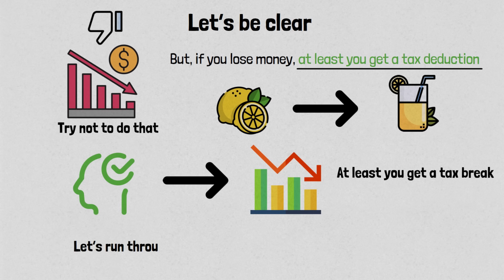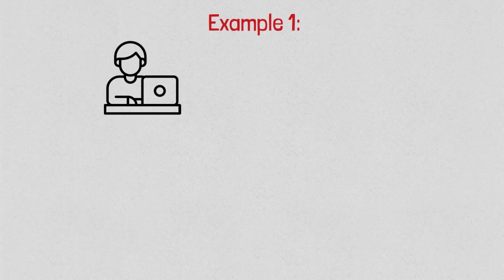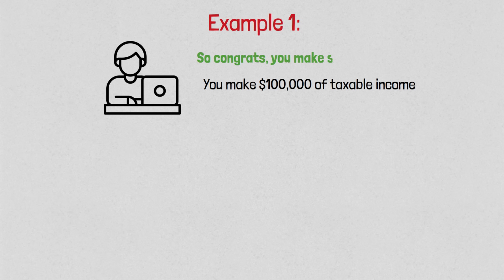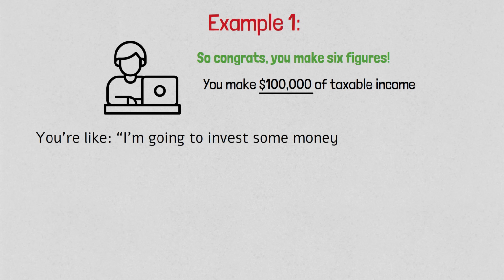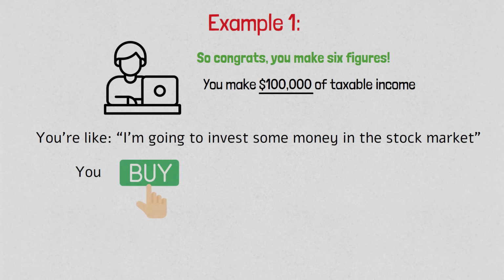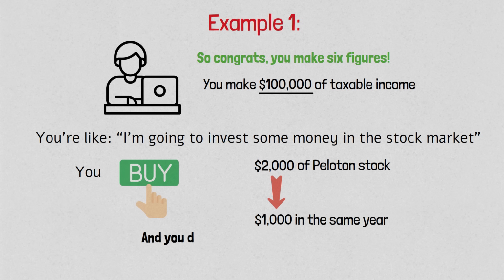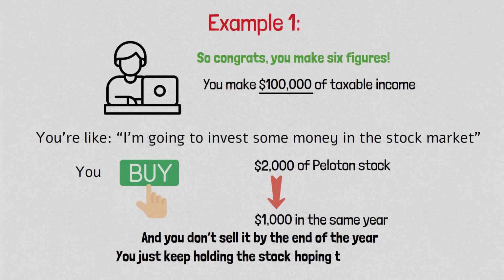So let's run through 3 examples of you losing money in the stock market. So example number 1, you work a job, and at your job, you make $100,000 of taxable income. So congrats, you make 6 figures. You have all this extra money, and you're like, I'm going to invest some money in the stock market. And you buy $2,000 of Peloton stock, and your investment declines from $2,000 to $1,000 in the same year. And you don't sell it by the end of the year. You just keep holding onto the stock, hoping that it recovers.